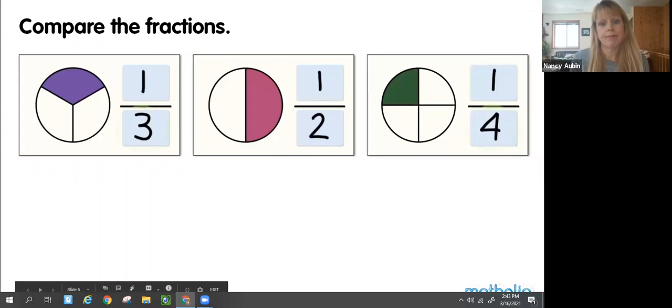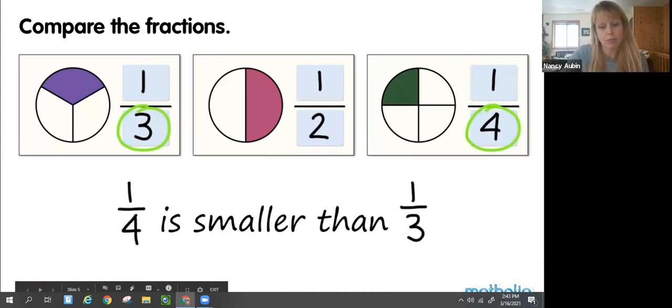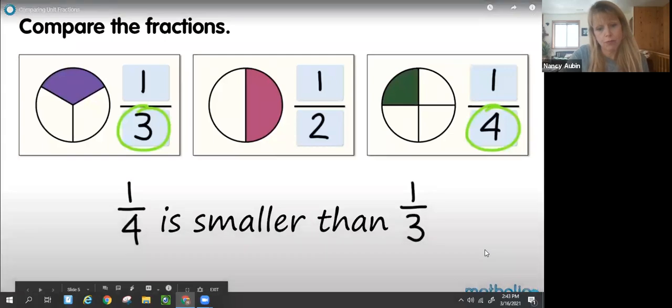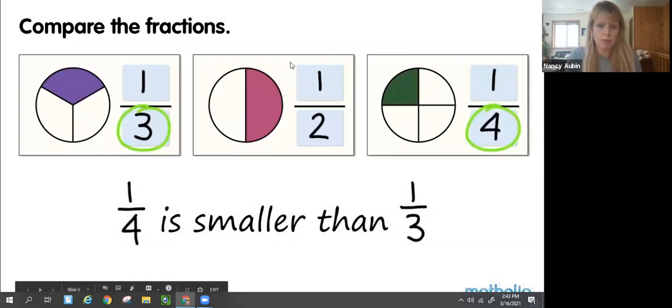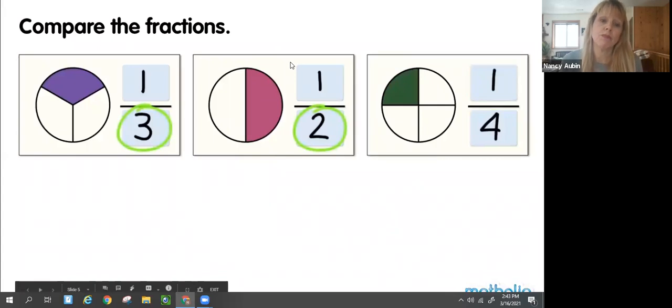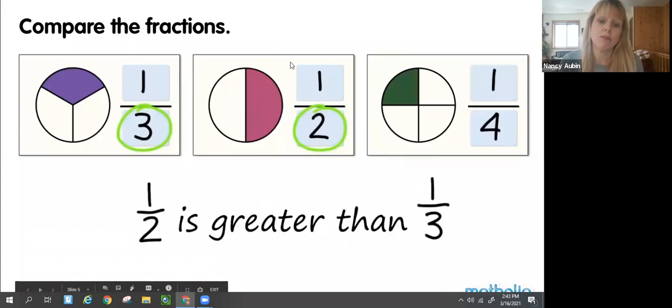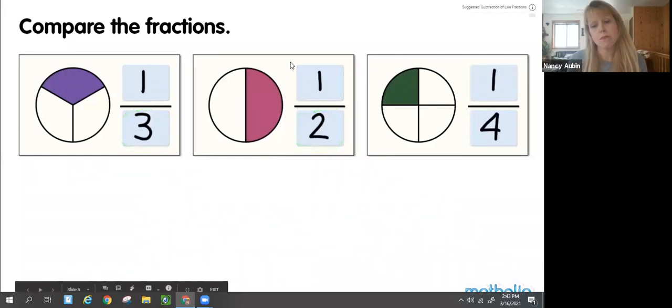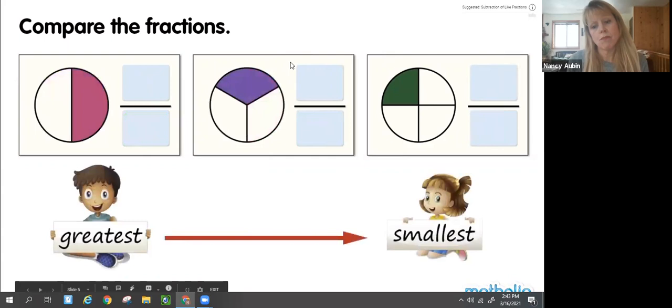Let's compare the fractions. 4 is greater than 3. So 1/4 is smaller than 1/3. 2 is smaller than 3. So 1/2 is greater than 1/3. Let's arrange the fractions from the greatest to the smallest. From the greatest to the smallest, the fractions are 1/2, 1/3, 1/4.